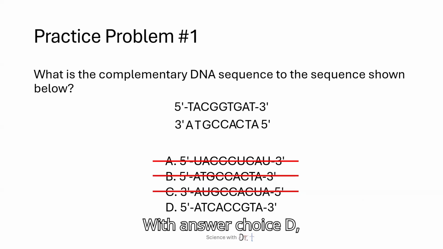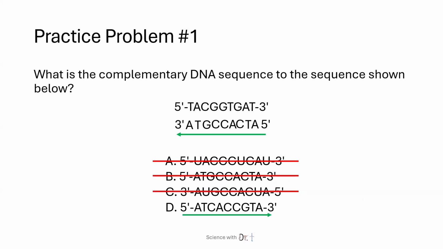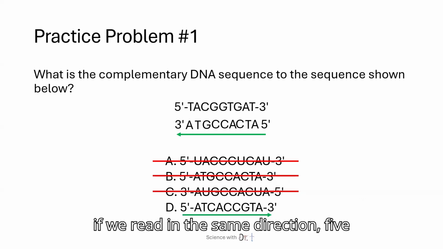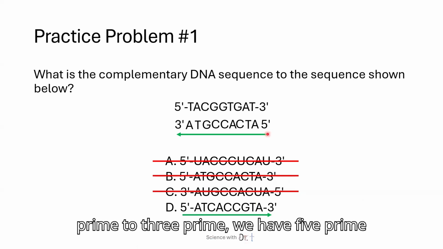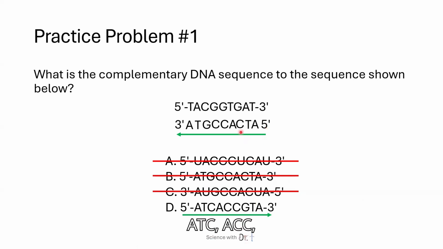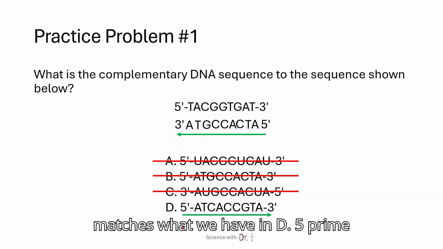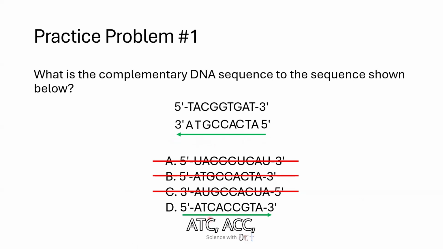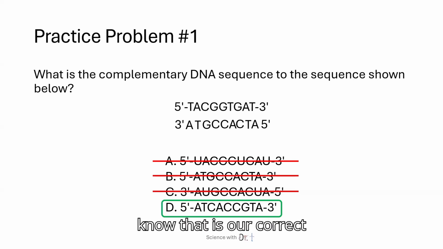With answer choice D, if we read in the same direction, 5' to 3', we have 5' ATC ACC GTA 3', which matches what we have in D: 5' ATC ACC GTA 3'. So we know that is our correct answer.